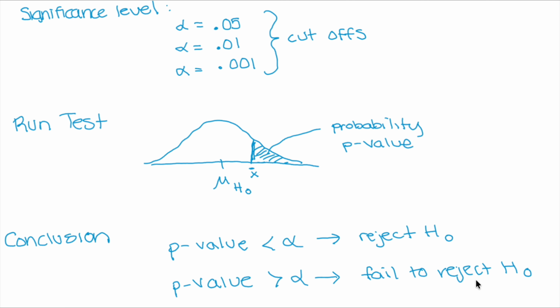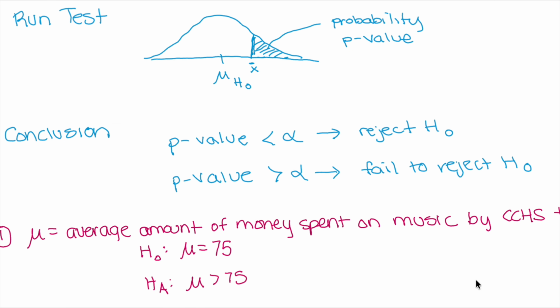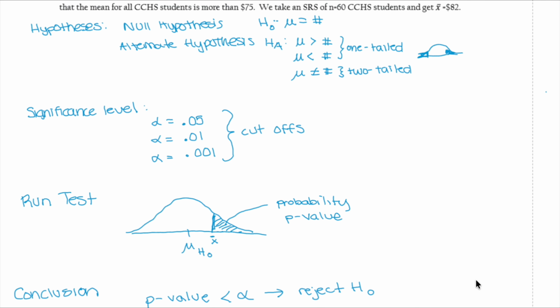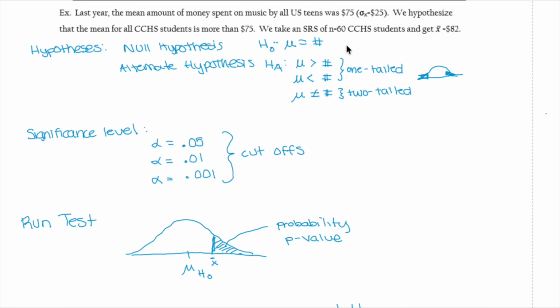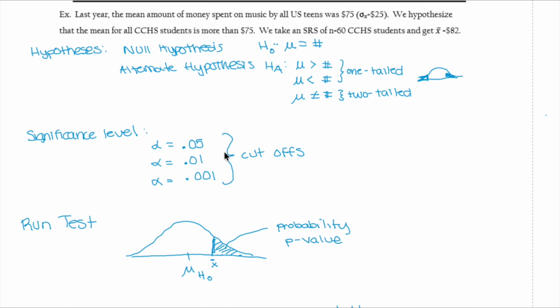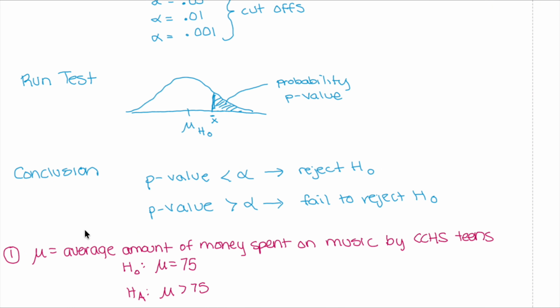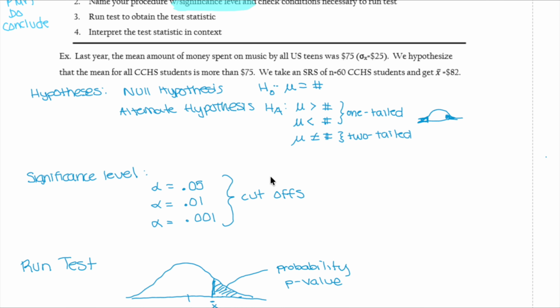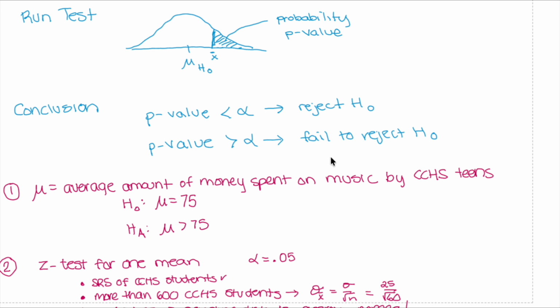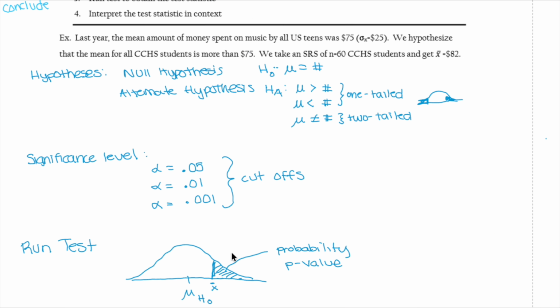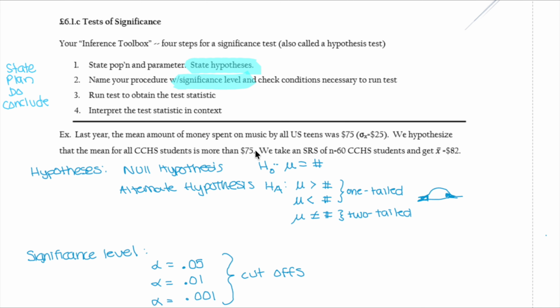Okay, let's work on the example that we just saw. Just restating all of the information. First, the state part: mu is equal to the average amount of money spent on music by CCHS teens. Our null hypothesis is going to be 75 right here. And our alternative hypothesis is going to be mu greater than $75, because we hypothesize that it is more than $75. That's it.